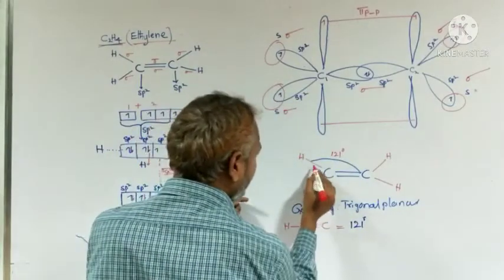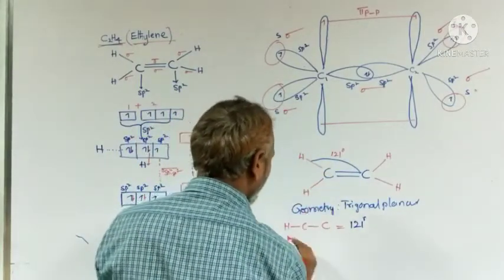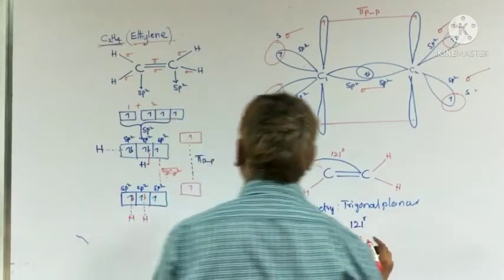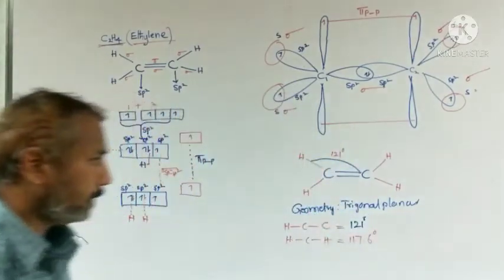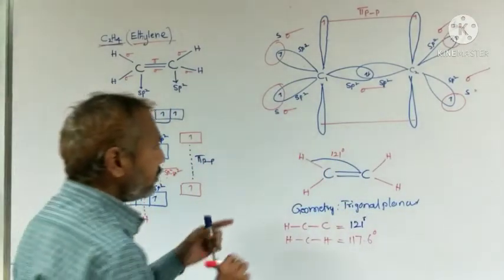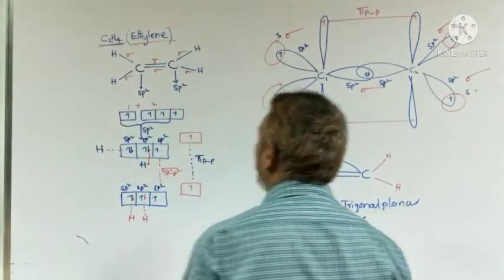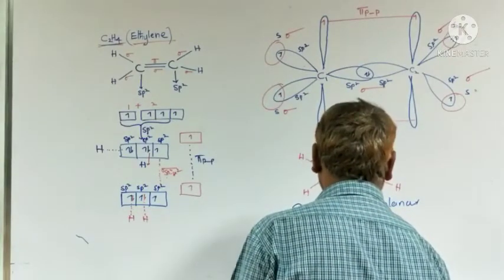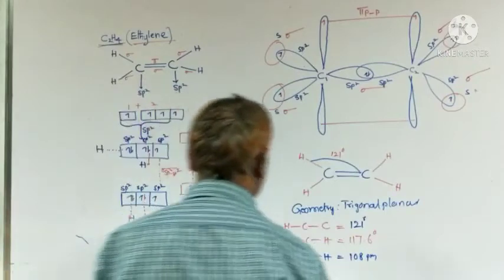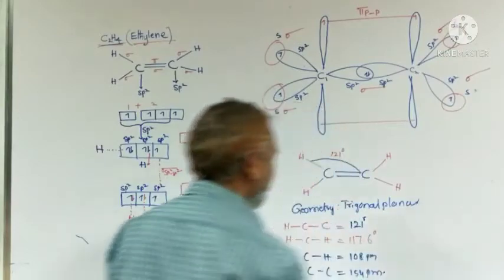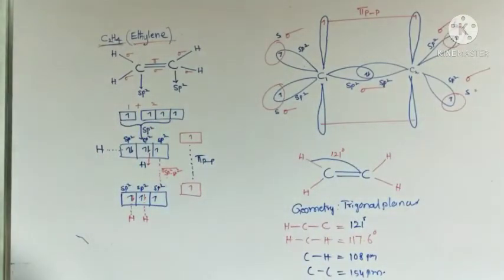Next, HCH. How much is HCH? 117.6 degrees. Next, the bond length is also different here. The CH bond length is 108 picometers and the CC bond length is 154 picometers. This is the molecular structure of ethylene, or ethene.